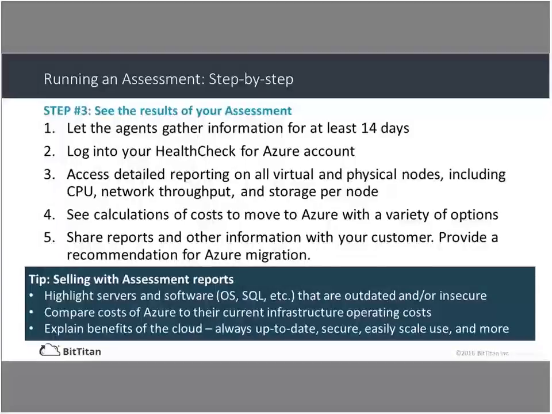So a couple of tips when you're selling with the assessment reports, when you're trying to have that ROI discussion. Highlight servers and software that might be outdated or insecure. Let them know that once you move up to Azure, those problems go away. Compare the cost of Azure to the current infrastructure operating costs. So ask your partner, what are you paying today all up for your on-prem data centers? And then explain all the other different benefits of the cloud: always up to date, secure, easily scale, and more.